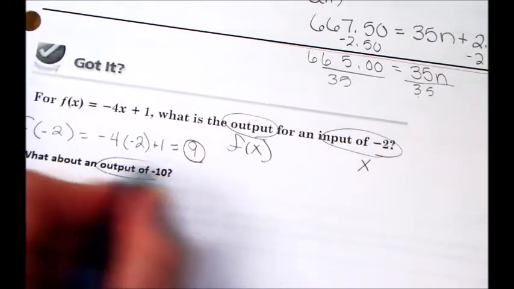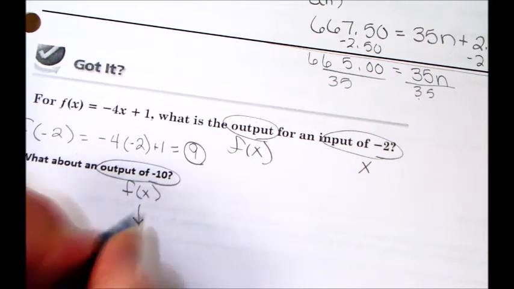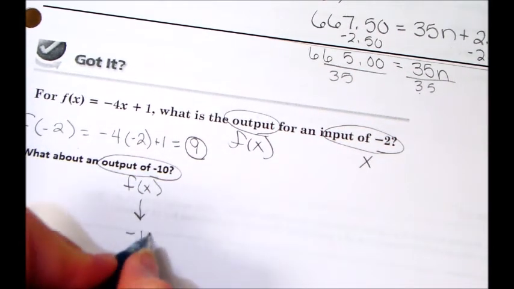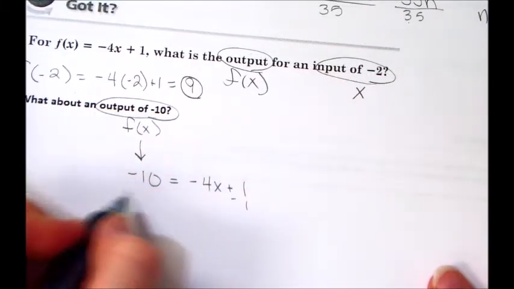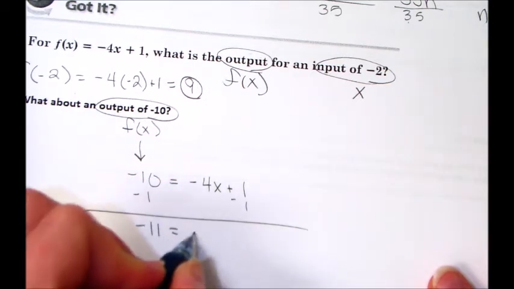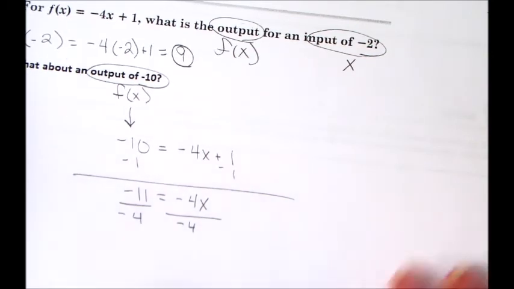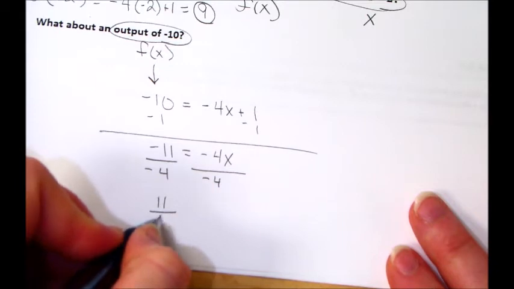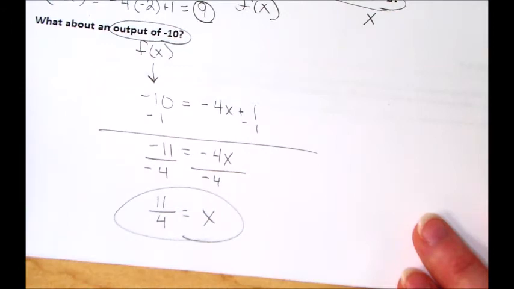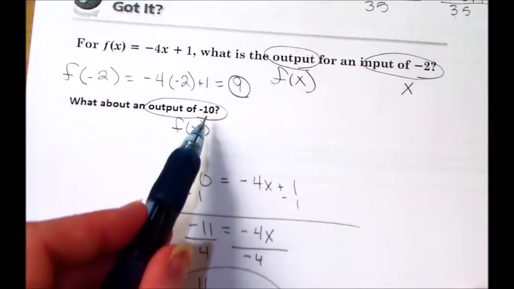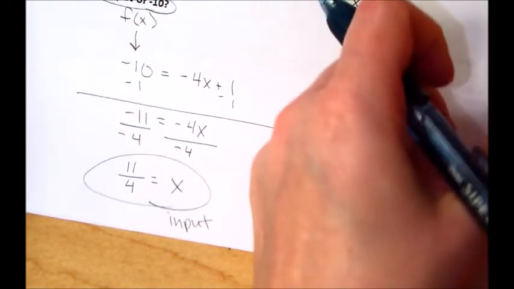Now, this time it says, okay, well, what about an output of negative 10? Well, output is f of x, so I'm going to replace f of x. So I'm going to do negative 10 equals negative 4x plus 1, minus 1, minus 1. Negative 11 equals negative 4x. Divide by negative 4. Divide by negative 4. Reduce. Positive 11 over positive 4 equals x. A negative over a negative always equals a positive. Okay, so this would be the input. If the output is negative 10, then the input, or the x value, would have had to have been 11/4.